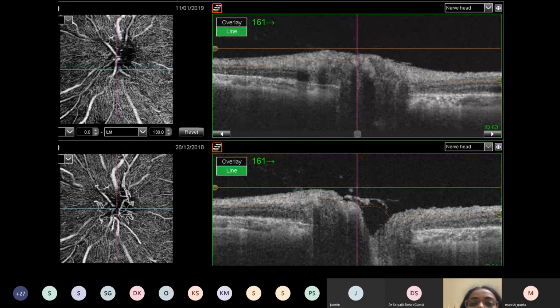So this is what we have after the anti-VEGF treatment. So you see a complete regression of the neovascularization over the disc, which is beautifully captured on the OCT angiography.